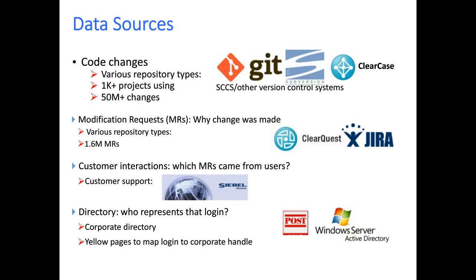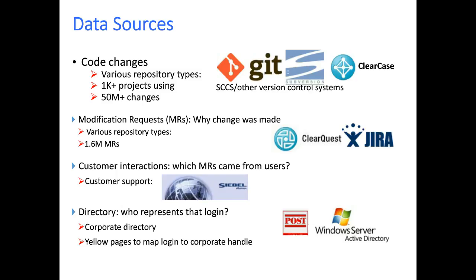Second part, of course, code changes by themselves are not particularly useful because we want to understand which code changes were associated with bugs, in particular bugs that came from end users. And modification requests, or MRs, which are sometimes called issues in Jira, are a source of that. In this particular company, there was a pretty good structure in that code could not be committed without specifying a modification request. So that link was present. In other situations, that might be a challenge to establish.